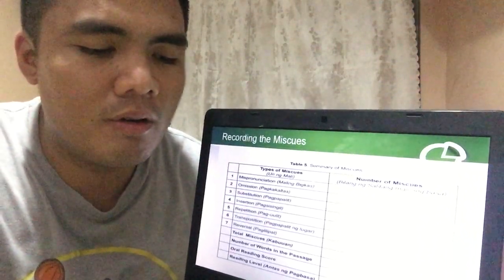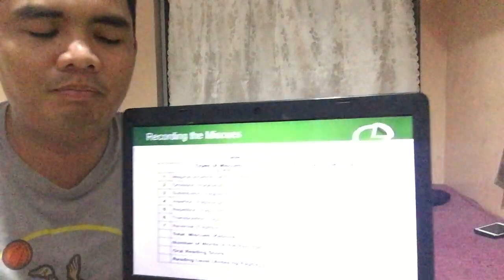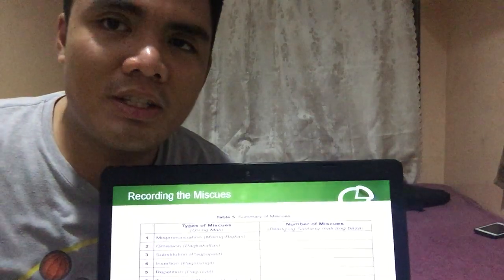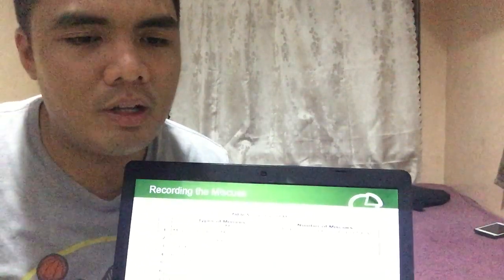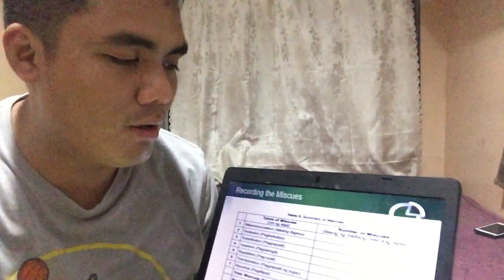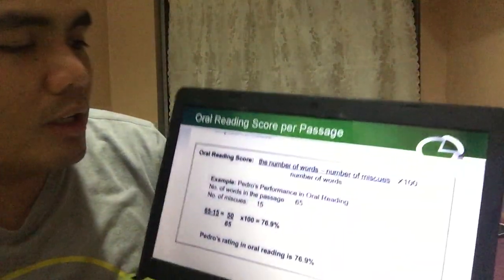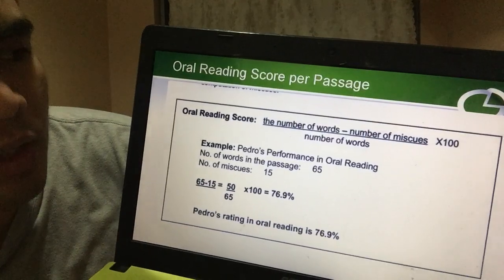Now that would determine their level. I will show you the macro I used in my case study, and how I checked it first. We have in here the types of mistakes that they are making, because here are some determinations. Oral reading score per passage, as you would see. I would like you to take note of this; it is self-explanatory.